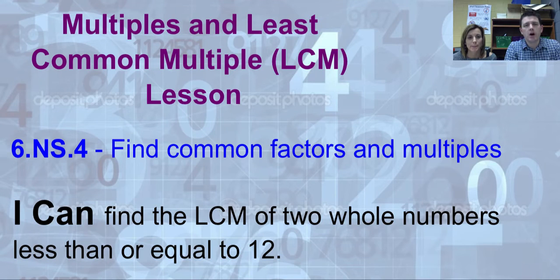Here's our next video on multiples and finding the least common multiple. So go ahead and get your notes set up. Same learning standard 6NS4, finding common factors and multiples. And this one is: I can find the LCM, the least common multiple, of two whole numbers less than or equal to 12.